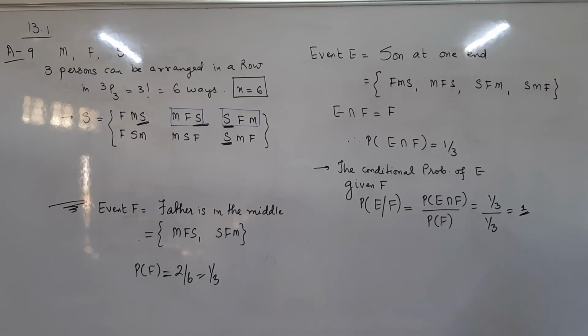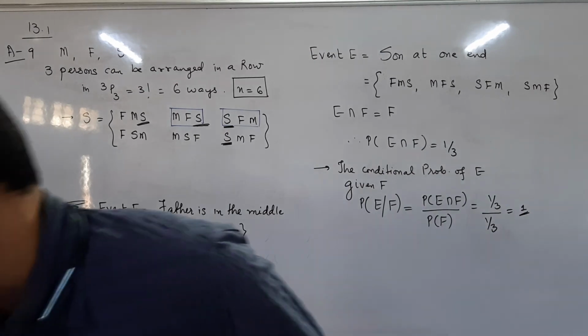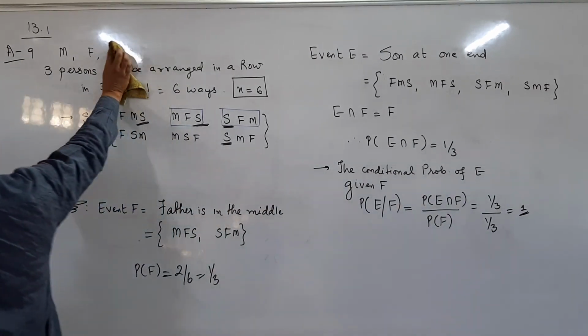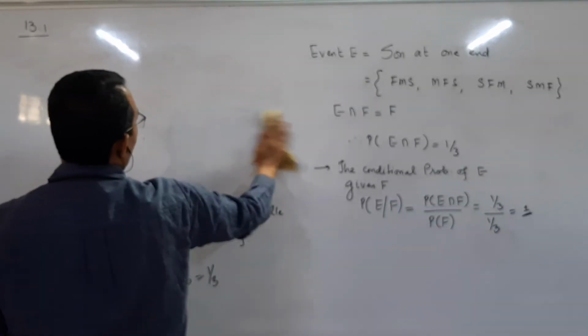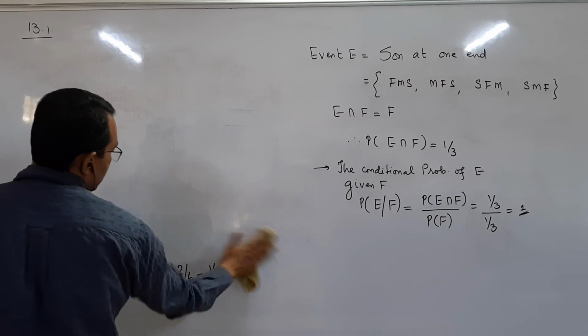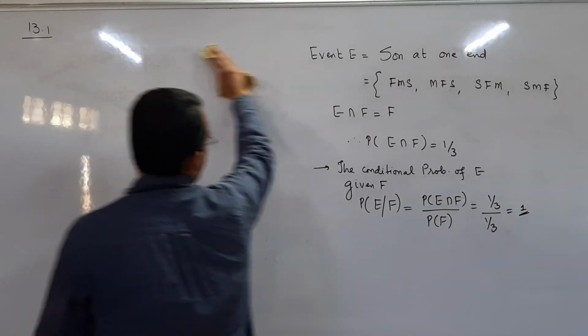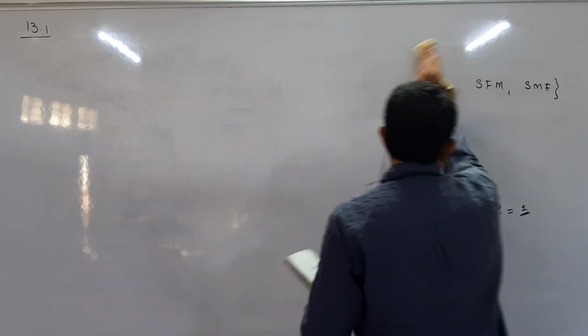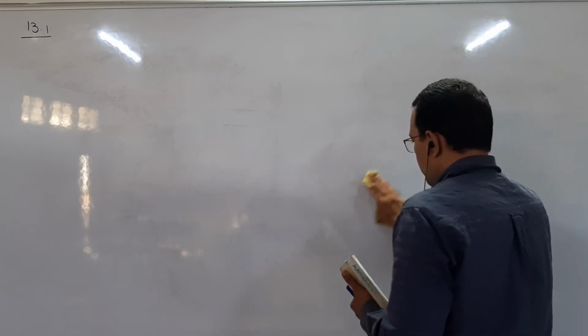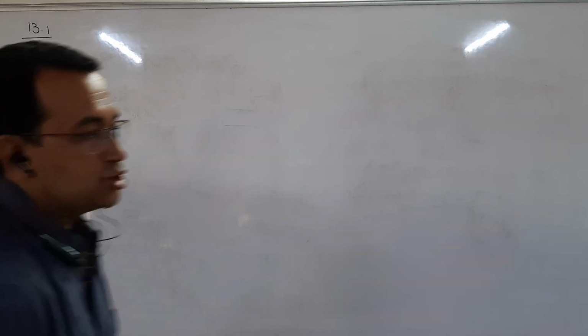So questions 6 to 9 had a similar pattern: find the conditional probability of E given F. Students, whichever event is given, that event always comes in the denominator, or that is the first event to occur in practice. That much, students, you have to perfectly remember, else the sums of conditional probability, students, are very easy to do and understand.